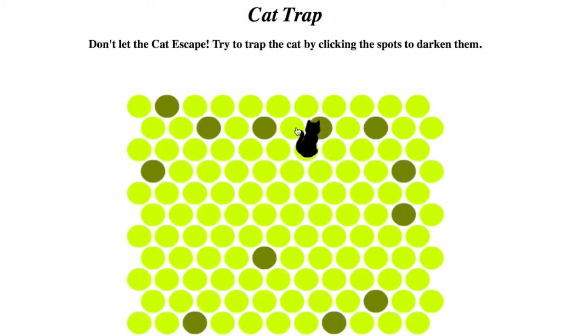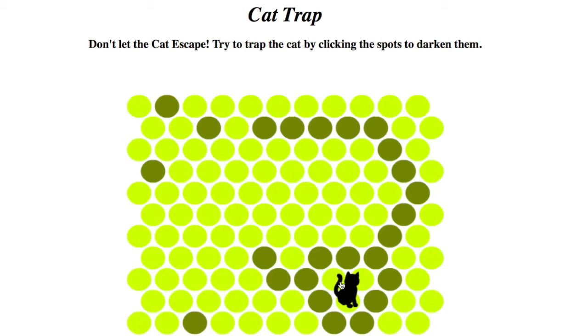Once I place the barrier here, the cat cannot move in this direction anymore, and it can only move to the other traps we set for it. Now it can only move to this direction and this direction. I keep on putting barriers. So now we have successfully trapped the cat.